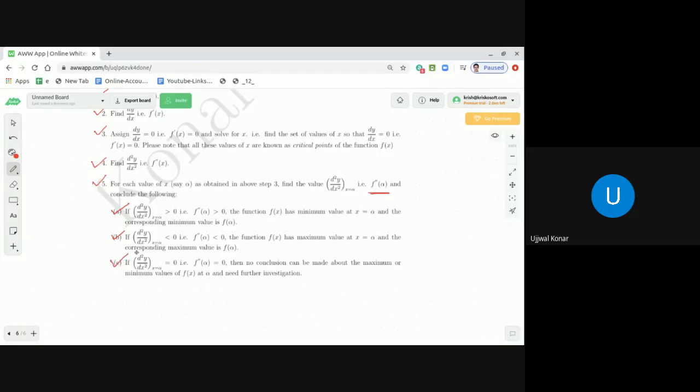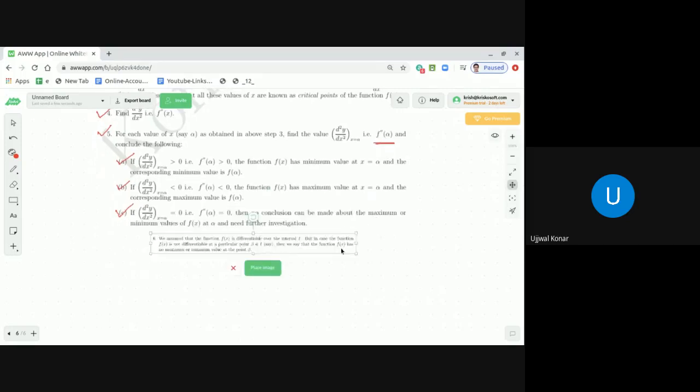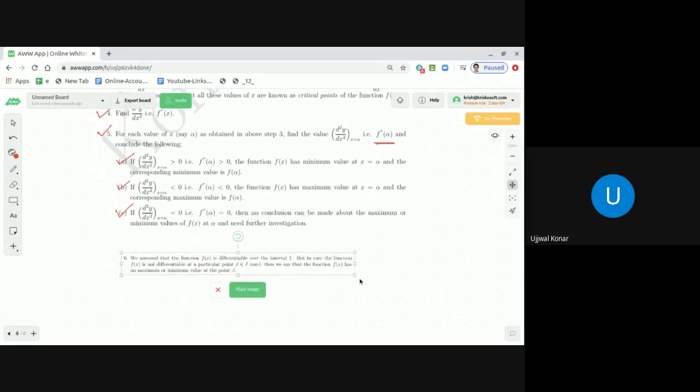Correct, dear students? So I hope these statements are very well understood to you. Now, the last point is that we found out what is the maximum value and minimum value. Now the sixth step, what I can say is that it is something like this.